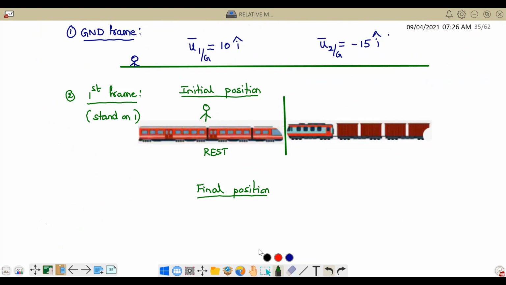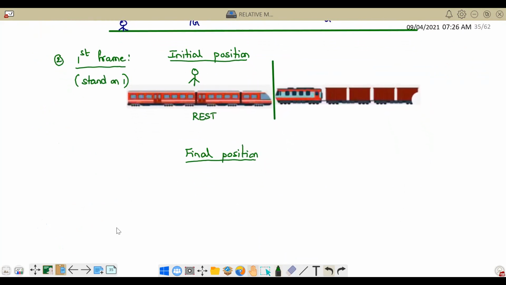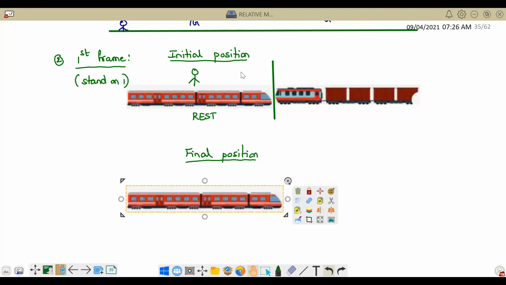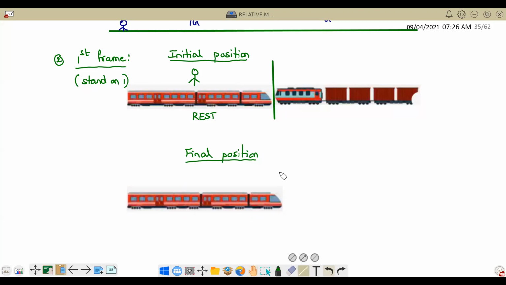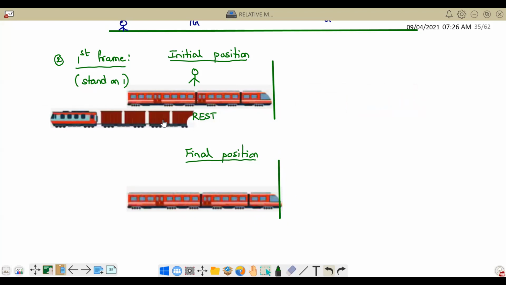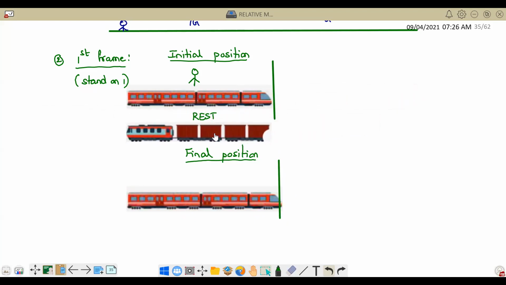Now this train is not moving according to our first frame, so this train will be here only. Are you able to understand? This train will be as it is here only, this green color. Now which train has to move? Tell me. This has to move like this. And when it comes like this, can we say it has crossed?